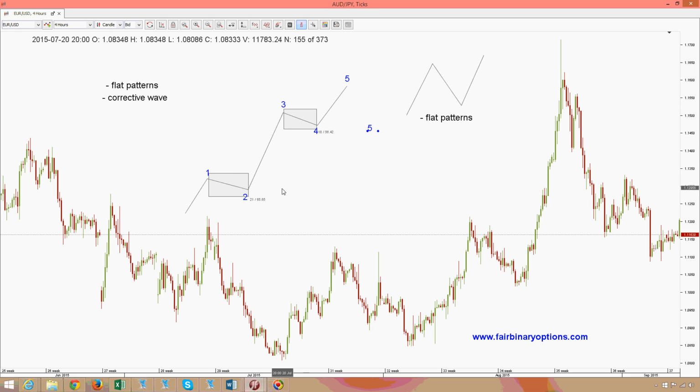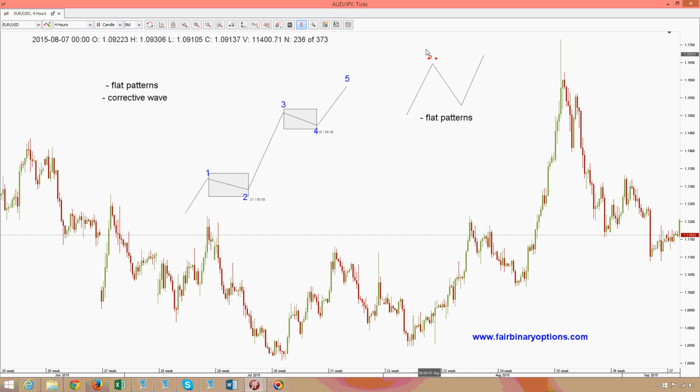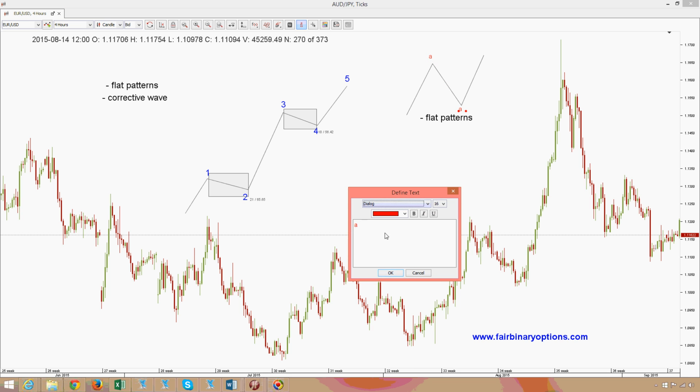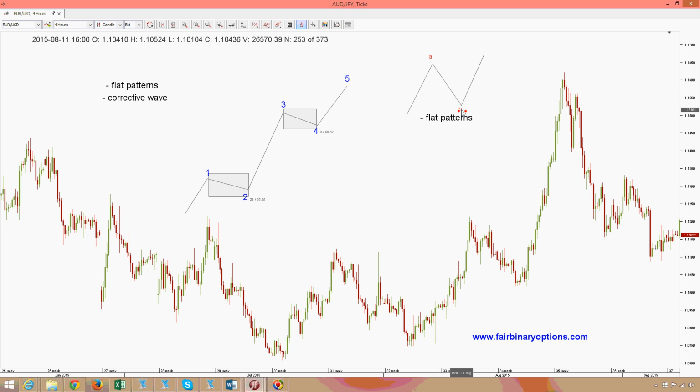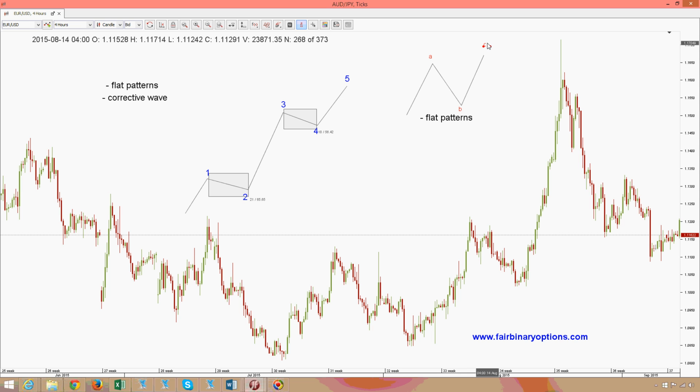But because it is part of the second wave of this degree, or the fourth wave of this degree, the labeling should be different, either of a different color or smaller in font and so on, in order to see the difference between the different degrees of a flat. So this will be wave A, this will be the B wave, and this would be the C wave. So A, B, and C. If we have A, B, C, it is a corrective wave, like mentioned a bit earlier, and corrective waves are always labeled with letters.